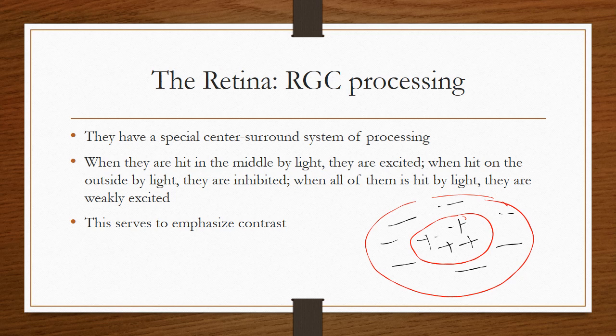So this actually emphasizes contrast, which is a big thing in vision processing. Contrast is really heavily emphasized because it's really important. You want to know the difference between an object and its surroundings. So it's really heavily emphasized through the center surround system of processing.